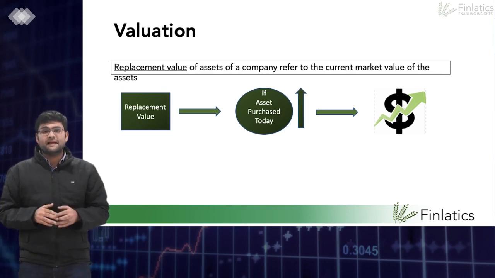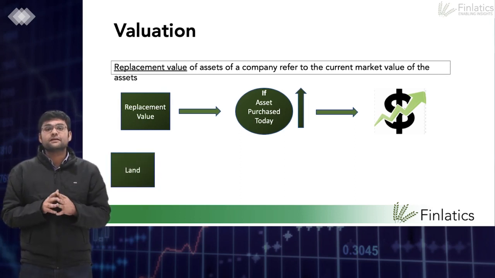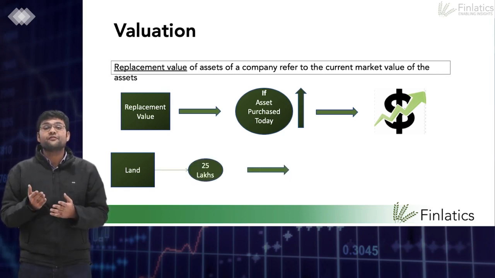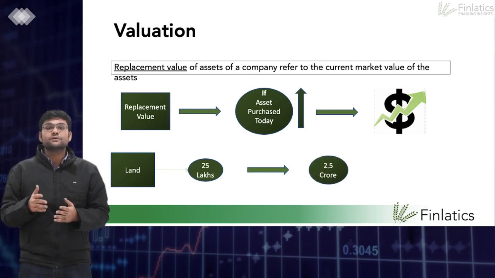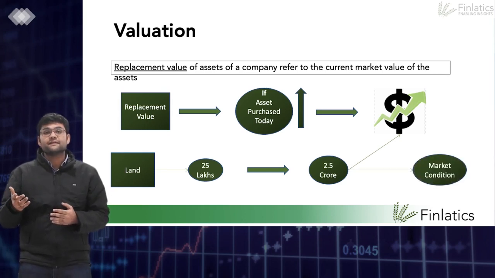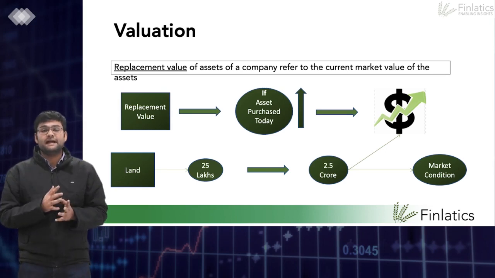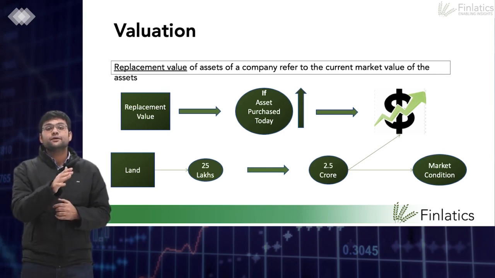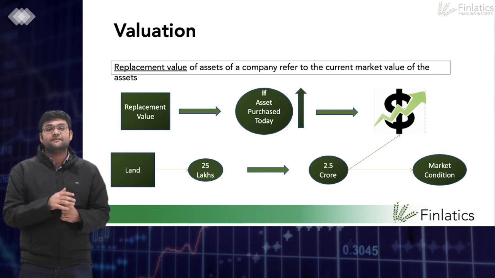Let's continue the same example that we used in the earlier terminology of book value. Land purchased in 2010 for 25 lakh can be worth 2.5 crores today in 2019 simply due to inflation and other market considerations that have driven up the price of this land. Therefore, the replacement value of the land would be 2.5 crores, while the book value of the same land could be 25 lakhs.